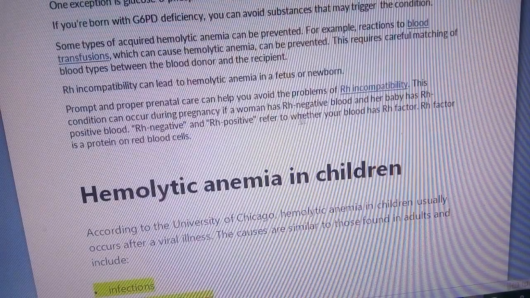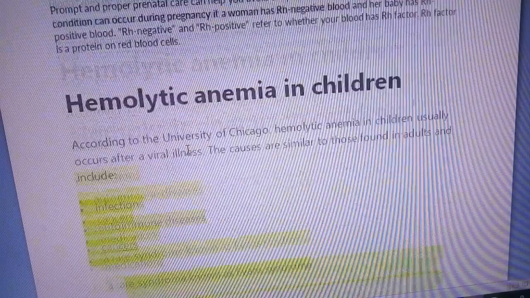Pregnancy: if a woman has Rh negative blood and her baby has Rh positive blood. Rh negative and Rh positive refer to whether your blood has Rh factor. Rh factor is a protein on red blood cells.